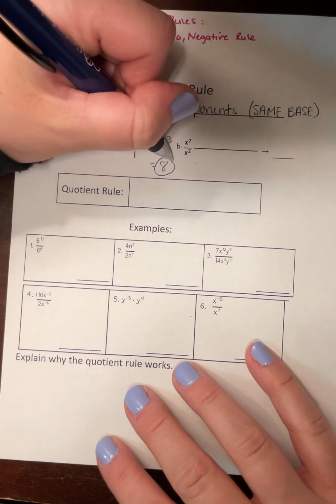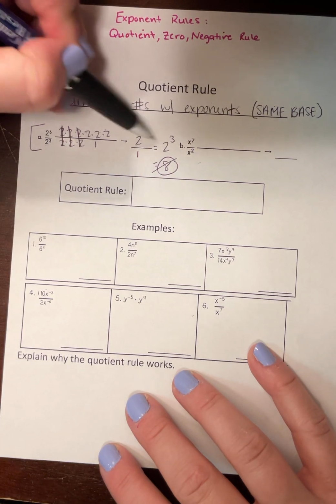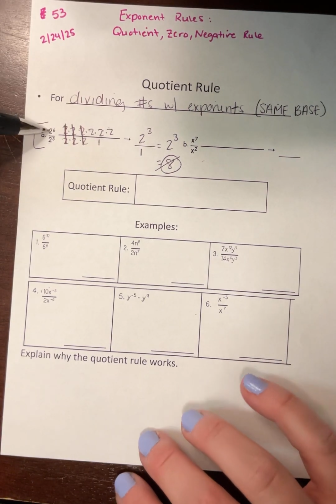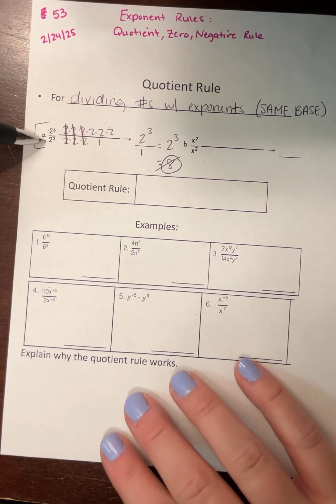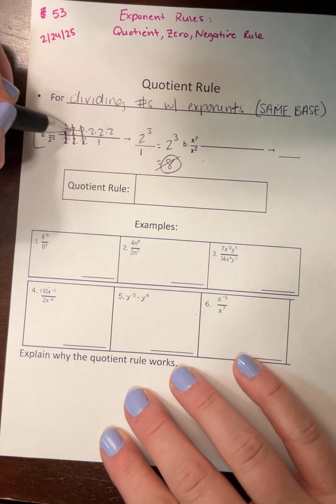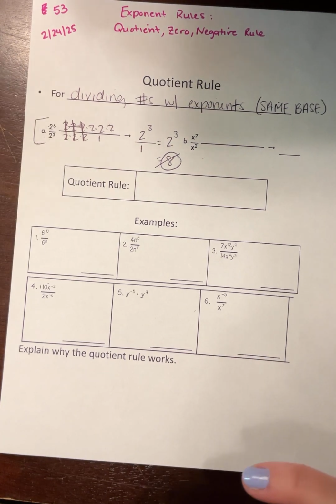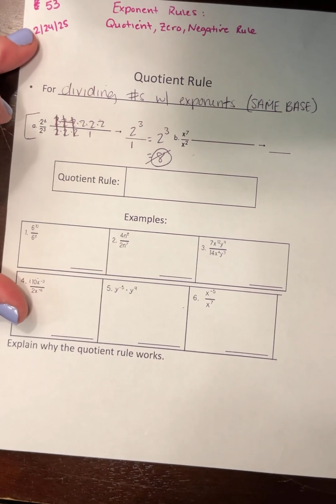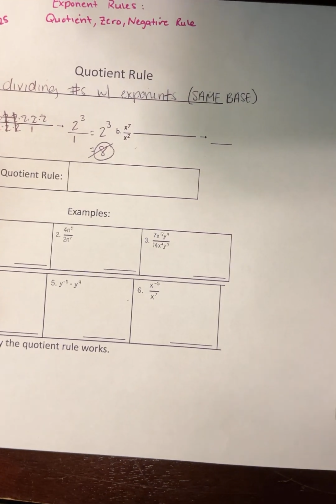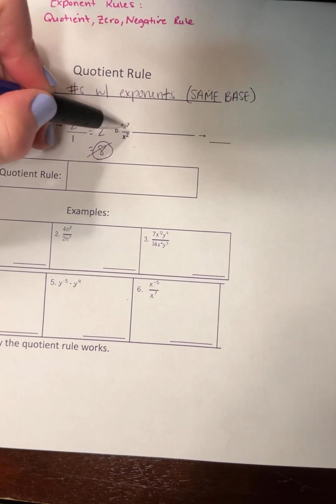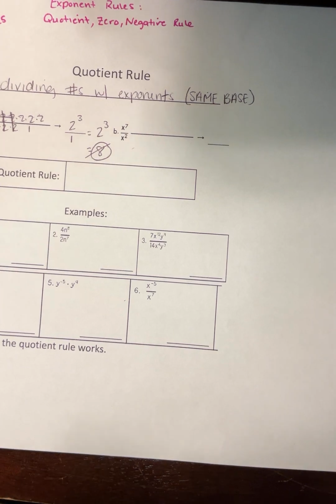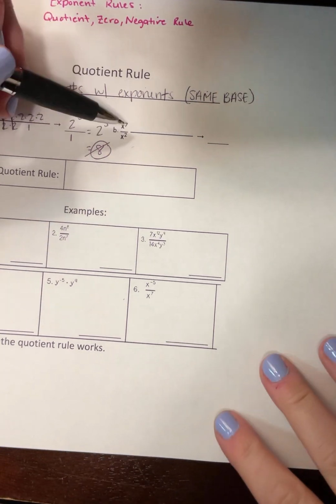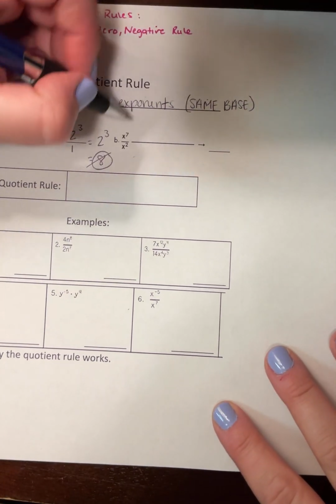But for right now, I want to focus less on this and focus more on this. What happened? Well, we had 6 2's on top, we had 3 2's on the bottom, and 3 of the 2's on the top and 3 of the 2's on the bottom canceled out. It works the exact same way if you've got variable bases. So let's expand it out and see what's going on here.